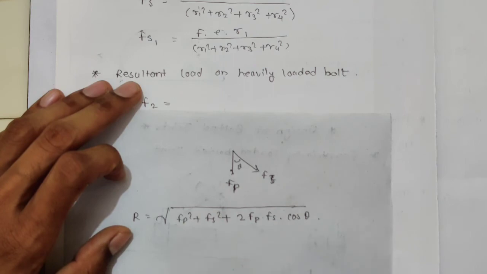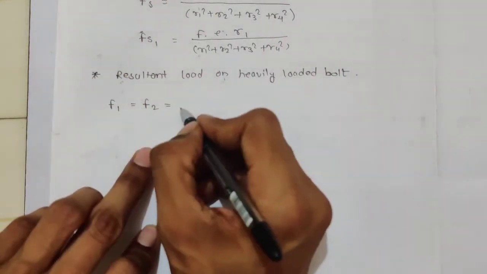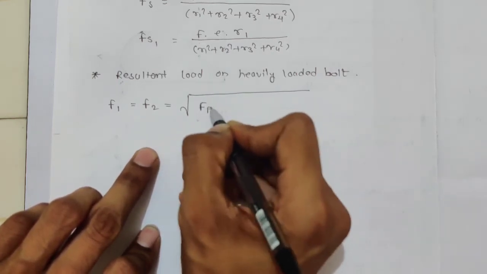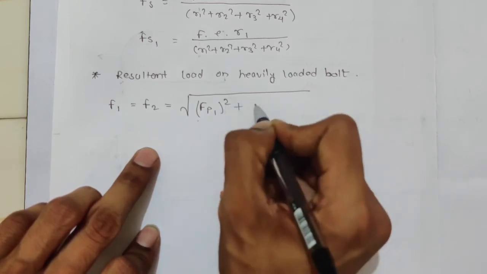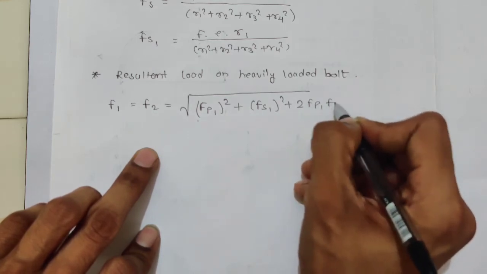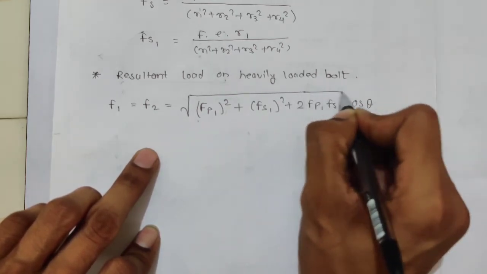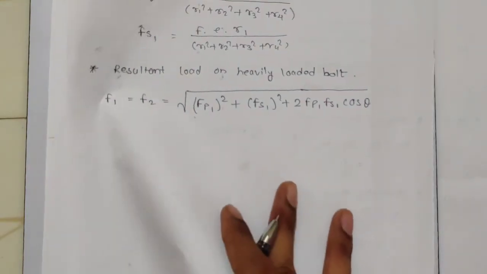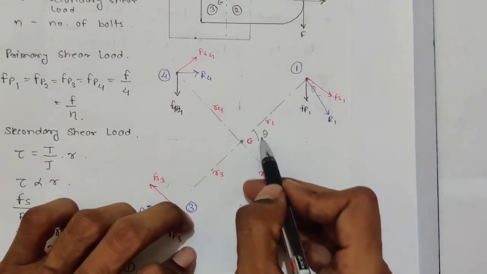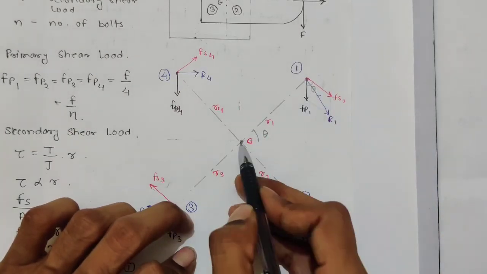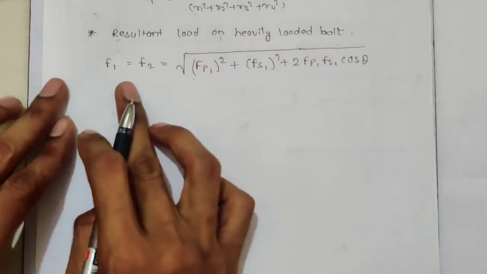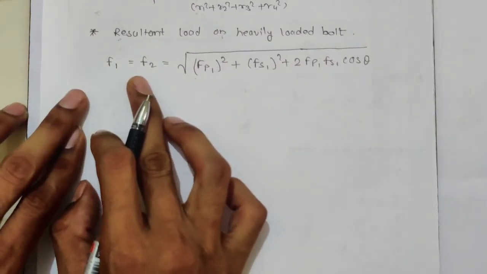Now in our case it will be, for bolt 1, Fp1, that is primary, square plus Fs1 square plus 2 Fp1 Fs1 cos theta. And this theta is nothing but the angle between the two loads, Fp1 and Fs1. Also you can find this theta from here. If you know this distance, you can find this theta. So from here you will get the maximum load which is acting on bolt 2.